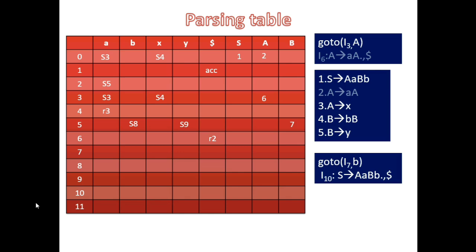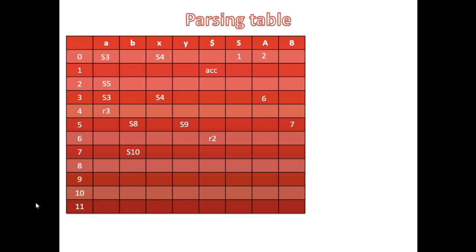Okay, now we should now go for I7. We will see I7 is actually producing a terminal here. I7 comma B is a terminal, it goes to I10. So 7 comma B, you write it as S10. Now we have gone for I7.